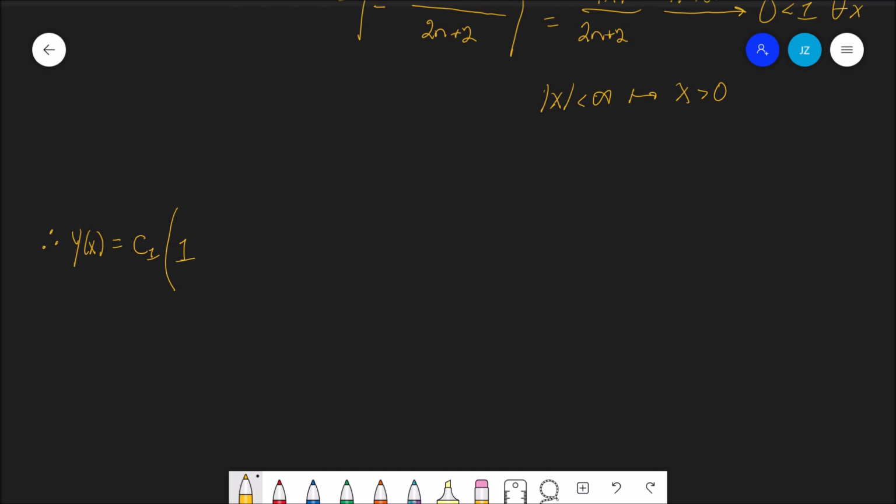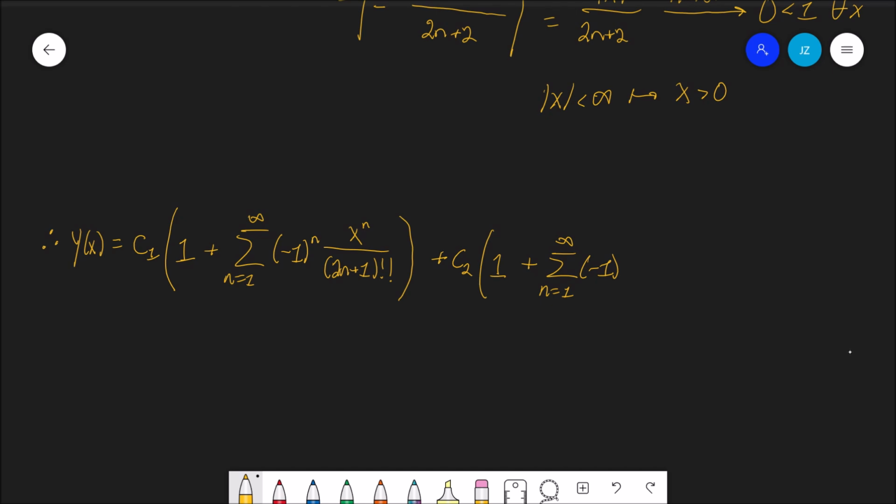C1 times 1 plus the summation from 1 to infinity of (-1)^n x^n over (2n+1) double factorial, plus C2 times 1 plus the summation from n equals 1 to infinity of (-1)^n x^(n + 1/2) over (2n) double factorial, which is valid for x greater than 0.